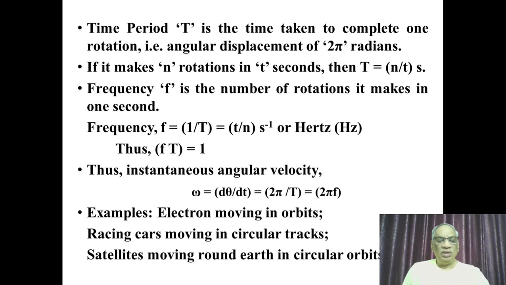Examples of circular motion are electrons moving in orbits, racing cars moving on circular tracks, satellites moving around Earth in circular orbits, etc.